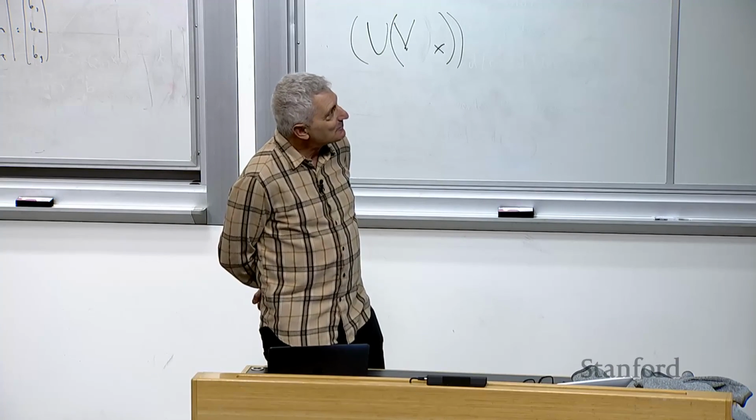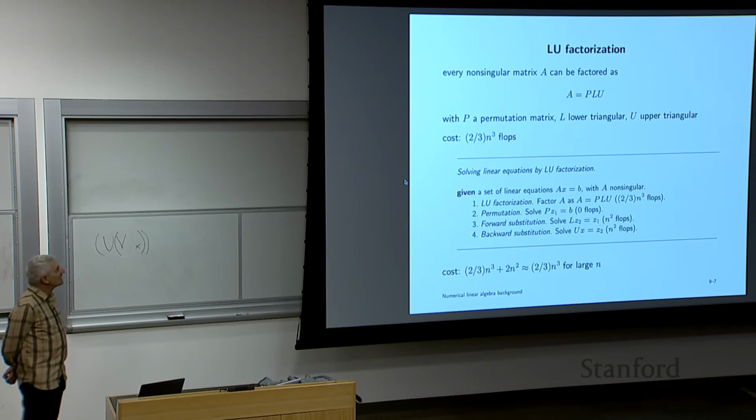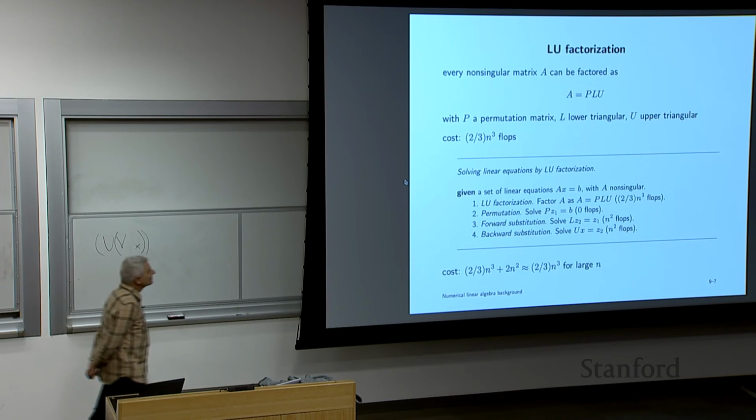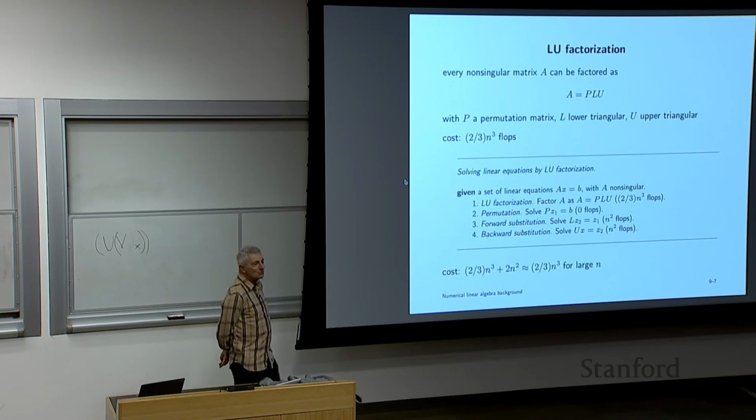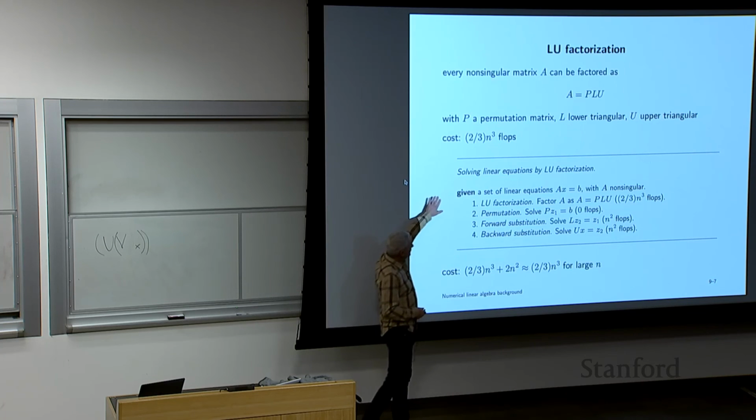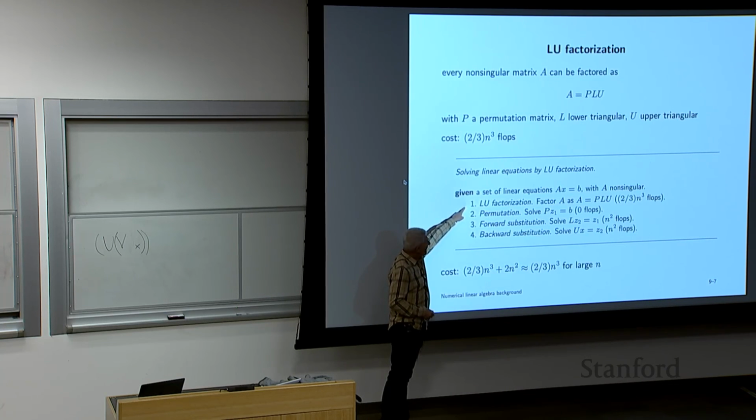The most common one is the LU factorization. L is lower triangular, U is upper. It says you can take a matrix A, if it's non-singular, and write it as a permutation times a lower times an upper triangular matrix. The cost of that is like n cubed flops. And then this is how you'd solve it. This one dominates. And then these things are the solve method.